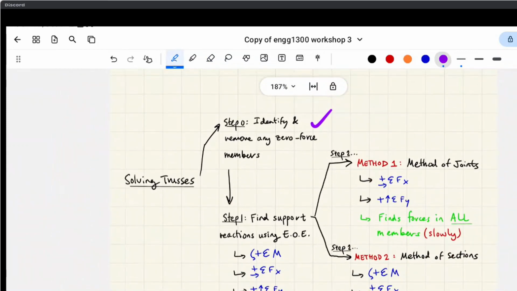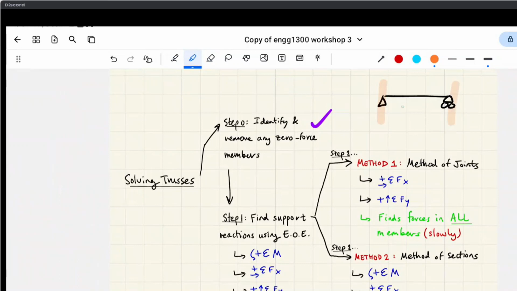All right, and then the first real step is to find the support reactions using equations of equilibrium. It's the exact same as what we did last workshop, where in a beam you look for the lines of action, and then pick a point which eliminates every line of action for unknowns except for one of them.